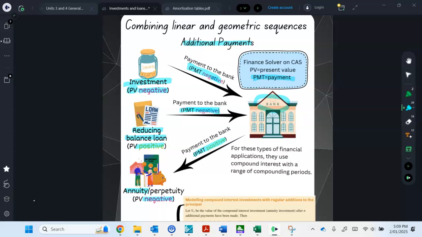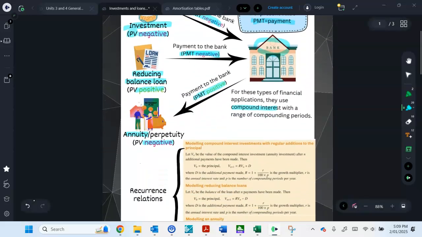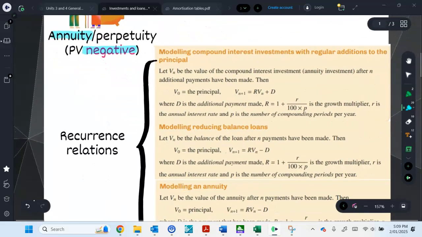All right, so basically we're still looking at compound interest. We're getting away from simple interest, and we're just looking at compound interest now. So remember we have our common ratio, but this time we have our additional payment. So we've got that plus that common difference.